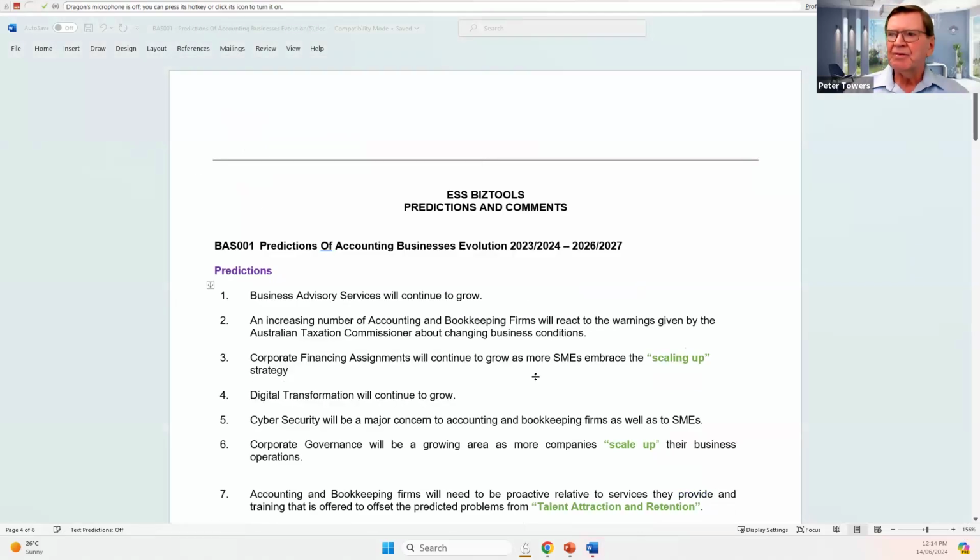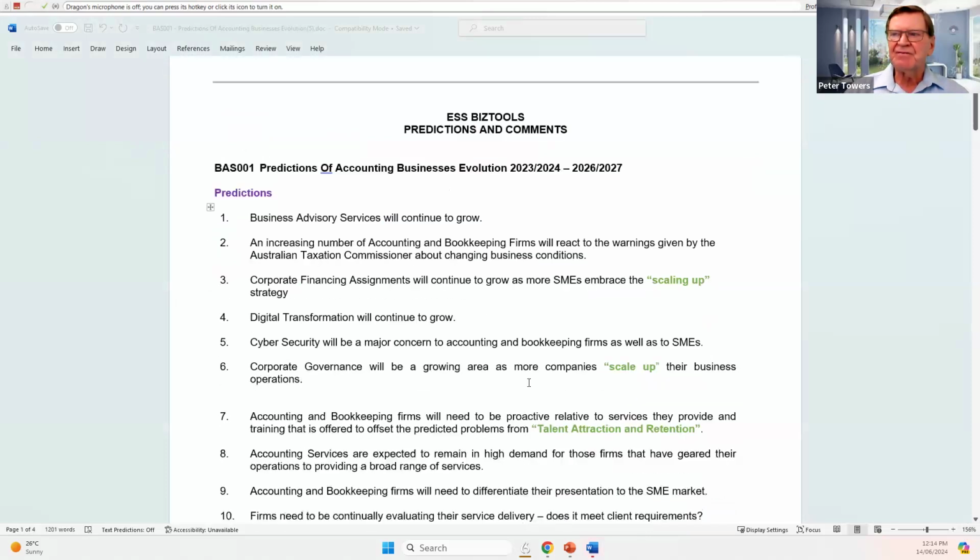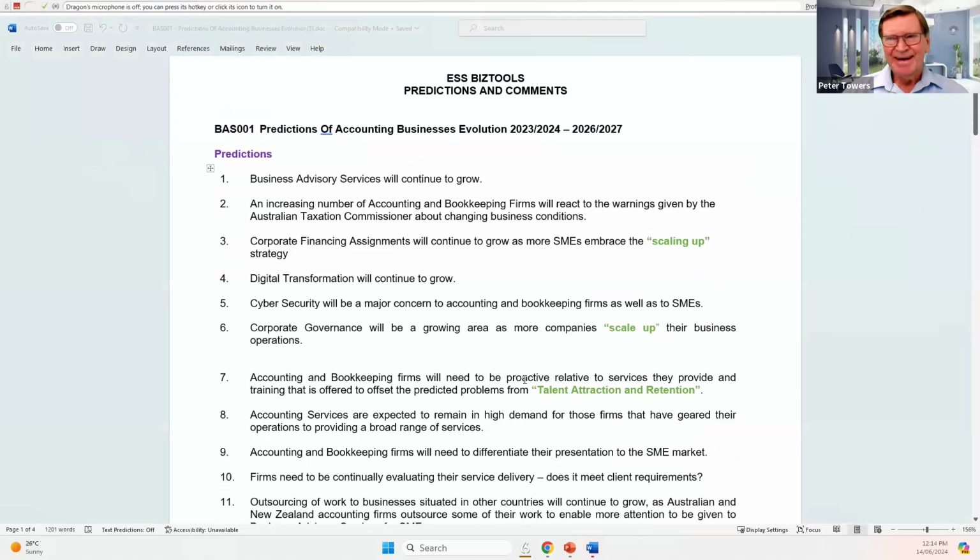The next item I want to refer to is the BAS 001, Predictions of Accounting and Business Evolution, 23-24 through to 26-27. I'd be interested if you've got any comments about how we see the marketplace evolving over that 3-year period. I think business advisory services will continue to grow. The key question for you is, are you going to be a participant in this market?